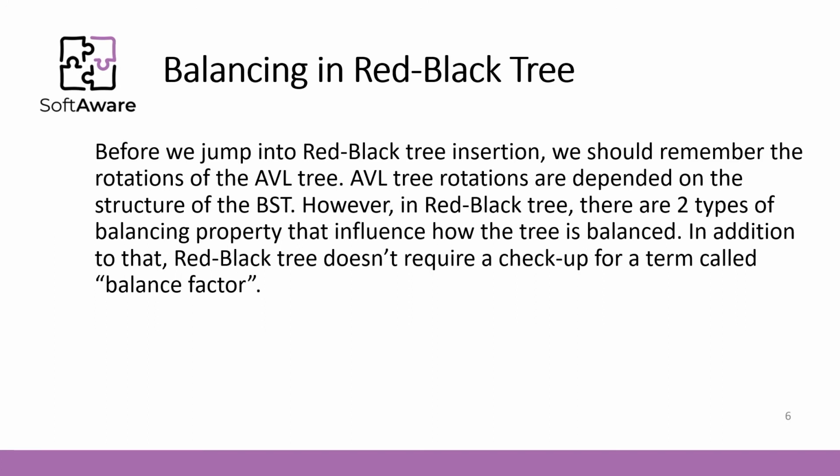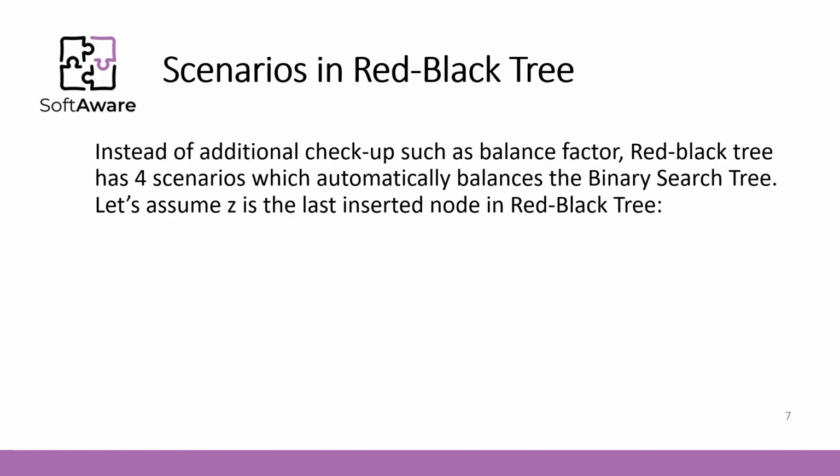So this said, let's look at two types of balancing properties of a red-black tree. Those are one, recoloring, and the second, rotations and or recoloring. There are 4 scenarios in a red-black tree, and it doesn't require an additional checkup such as balance factor in the AVL tree. Instead, a red-black tree balances itself automatically depending on the cases, which I will be mentioning very soon.